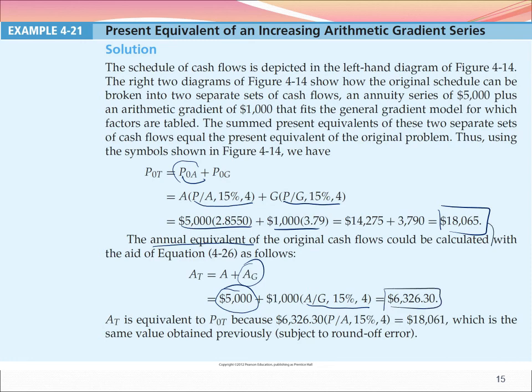But of course, you can simply convert the present value by multiplying it by A given P, 15% and 4, and when you multiply that with this factor you will obtain this one. So you initially convert everything to present value and then convert this present value to the annual equivalent payment series. Also you can convert this annual equivalent to the present value simply by multiplying this annual equivalent with this factor, P given A, 15% and 4.